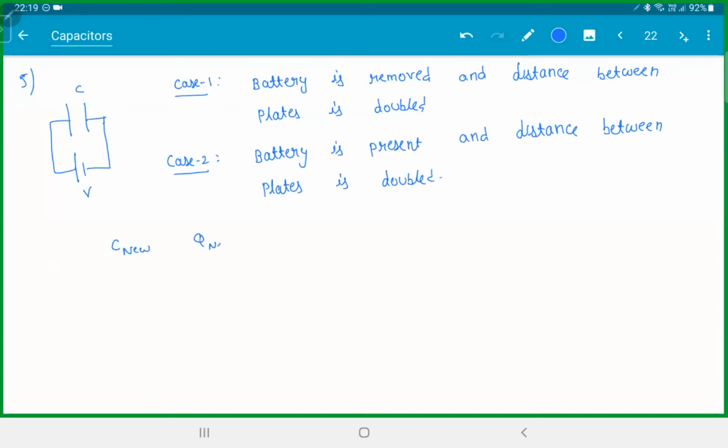What is the new charge? What is the new voltage? What is the new field? What is the new force? Or you can give it in the ratio also. The new energy, the new energy density. So for example, they'll ask you to find the ratio of energy density before and after.